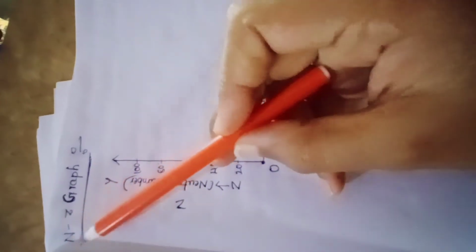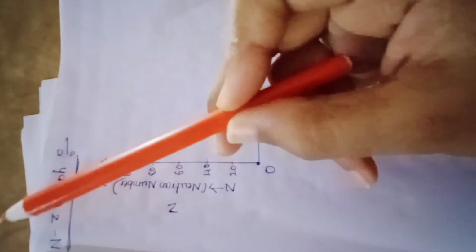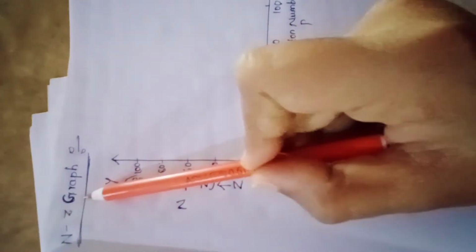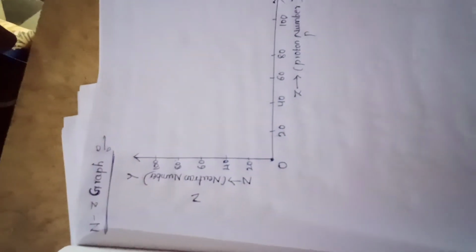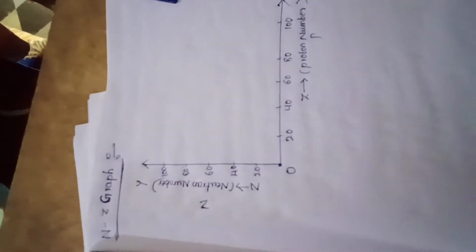N means what, Nana? Neutron number. And Z means what? Proton number. So neutron and proton. If you plot a graph between neutron number and proton number, what will happen? Okay, what does it give you? That is what today we are going to learn.